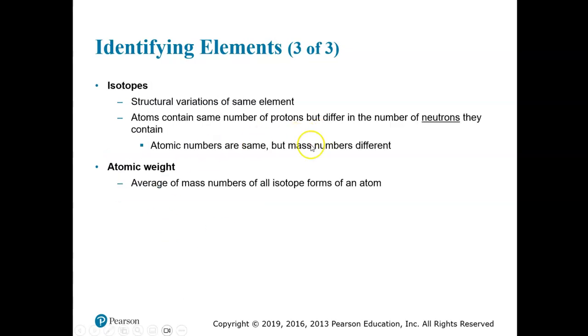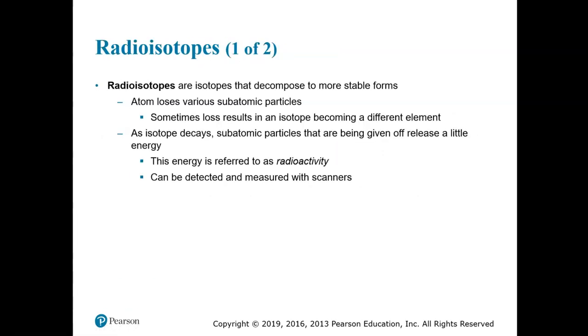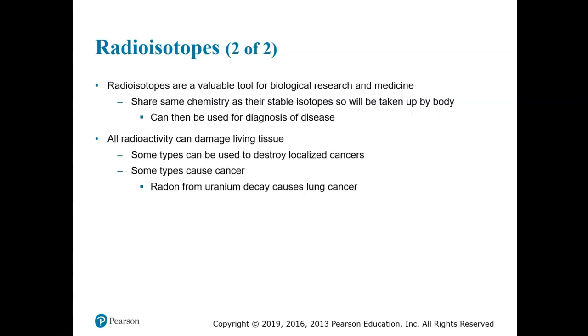Isotopes are defined as atoms whose atomic numbers are the same, so their number of protons never changes, but their mass numbers are different because their numbers of neutrons are different. We just went over that with hydrogen. And then some isotopes give off radiation. They're called radioisotopes because as they decompose, they do release radiation. We can make use of radioisotopes in biological research and medicine, and we do make use of radioisotopes.